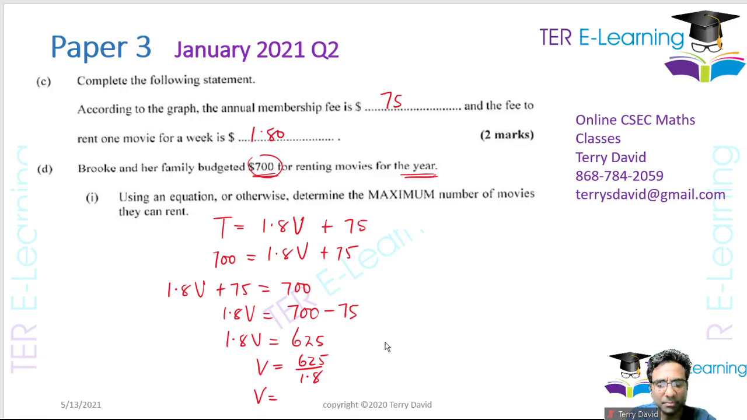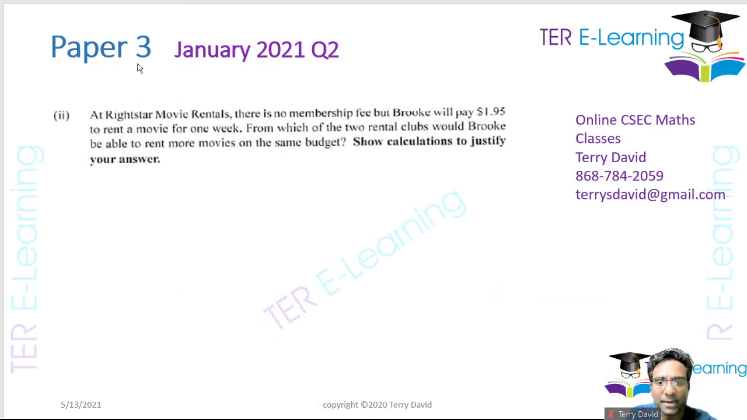So the maximum number, I'm getting 347.22. Therefore the max number of movies is going to be 347. That's a lot of movies. So 347 movies for the year. That's how much you can borrow based on a budget of $700. And we're on the last part actually.